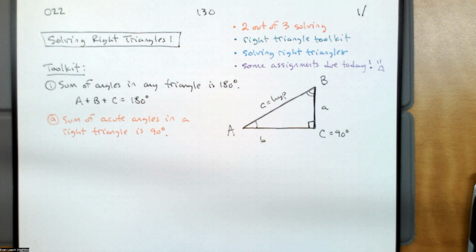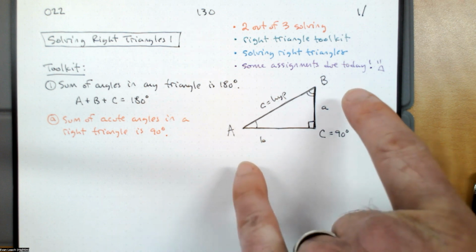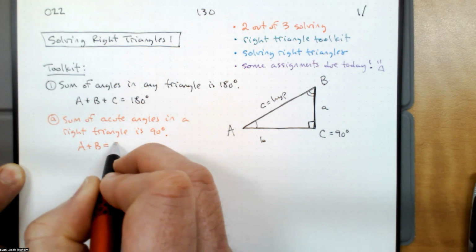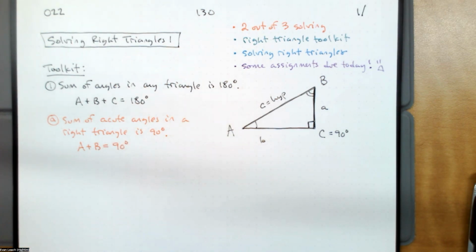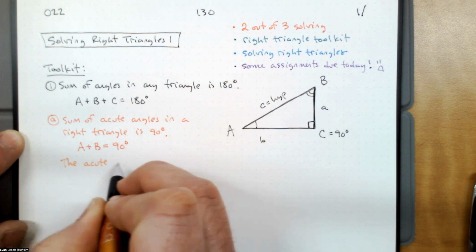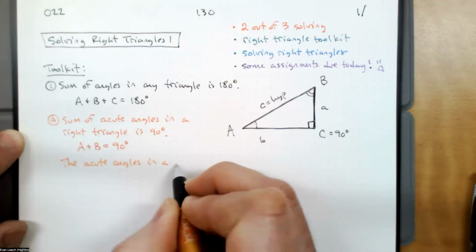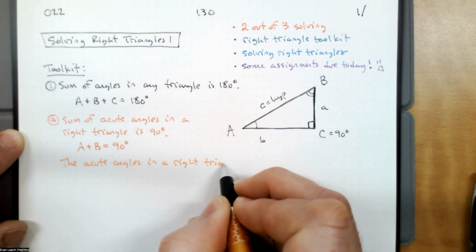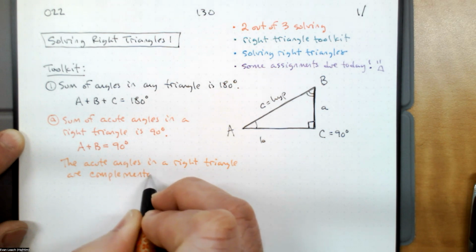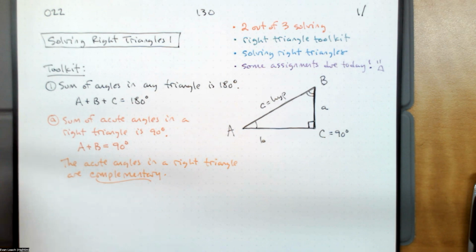In terms of the drawing that we have here, the acute angles are A and B, because C is the right angle. We've used up 90 of our 180 for the right angle. That leaves 90 to be split between A and B, so A plus B is equal to 90 degrees. We can also phrase this by saying the acute angles in a right triangle are complementary.